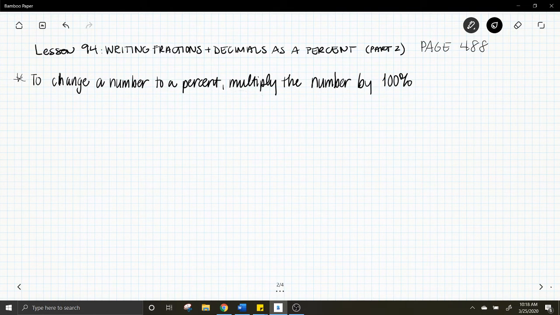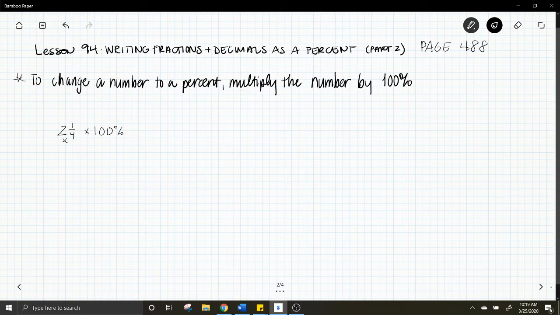Okay, example 3 is a good one. The book shows you 2 different ways to do this, but I think we're just going to stick to one way. We're going to change 2 1/4 to a percent. So we're going to do the same method, multiply by 100%. And how were we multiplying mixed numbers before? Hopefully you recall that we change that mixed number to an improper fraction. So we are going to do the same exact thing here. Change 2 1/4 to an improper fraction.